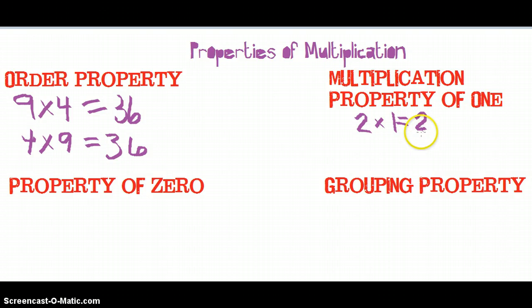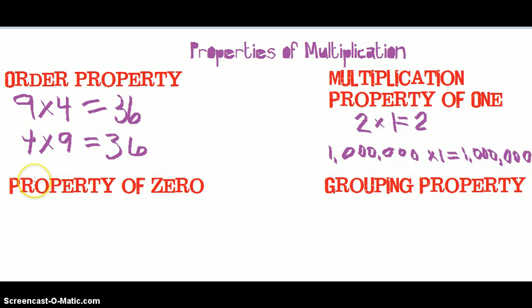Now this even works with huge numbers like 1 million. If I write out the problem 1 million times 1, since I'm multiplying by 1, the answer is the other factor, so my answer is going to be 1 million. So anything times 1 is going to equal itself.